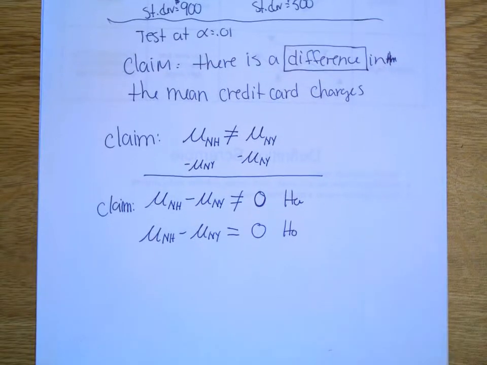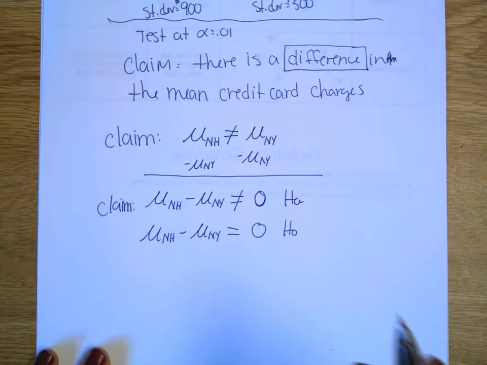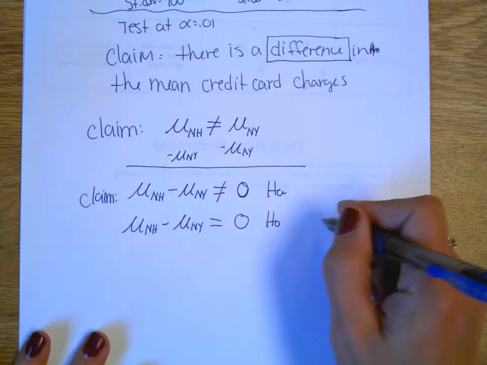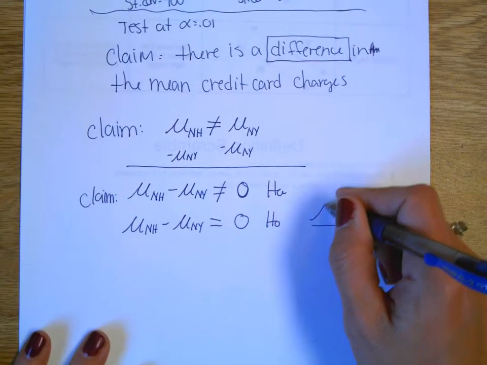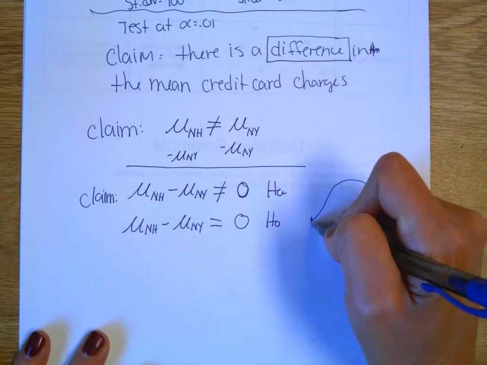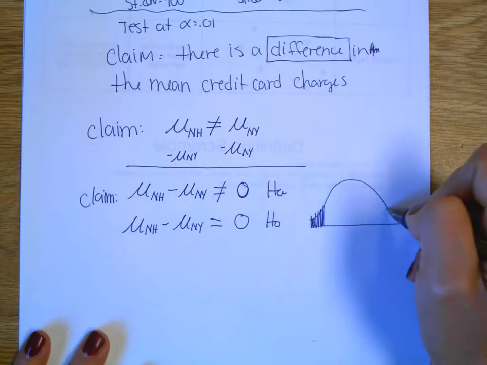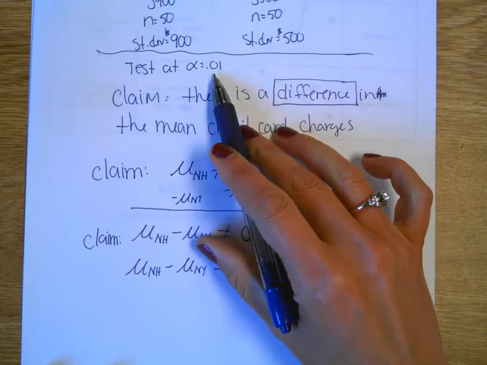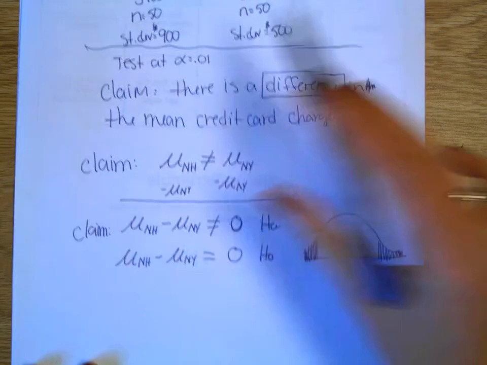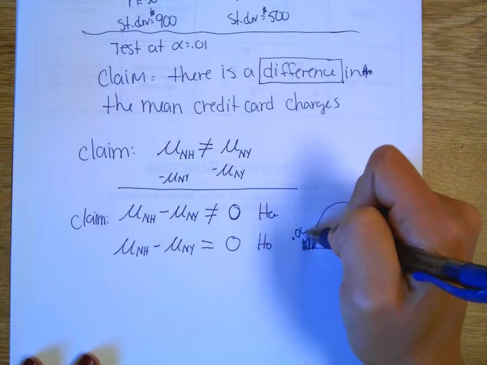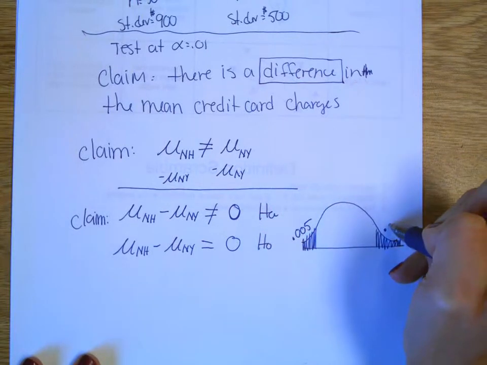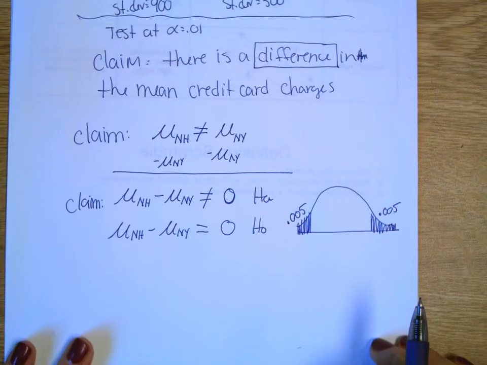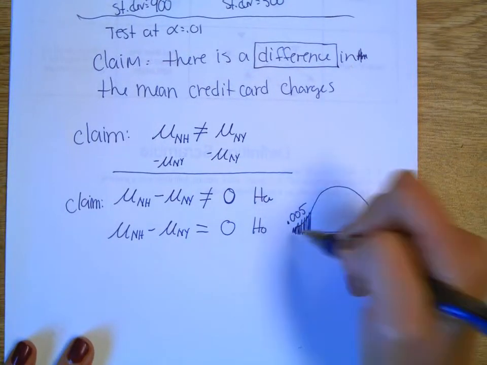So here we go. Step 2 is the graph, right? What kind of test, or where's our shaded region going to be at? Both tails. Two-tailed test. If alpha was 0.01, how much is shaded in each tail? 0.005. Gosh, you guys are good. Still working strong. I like it.